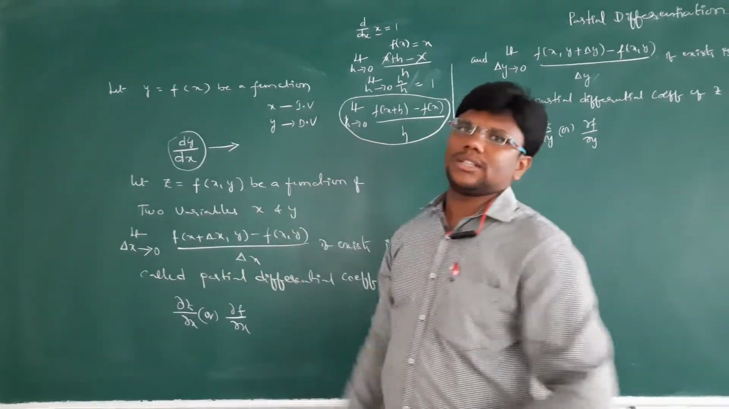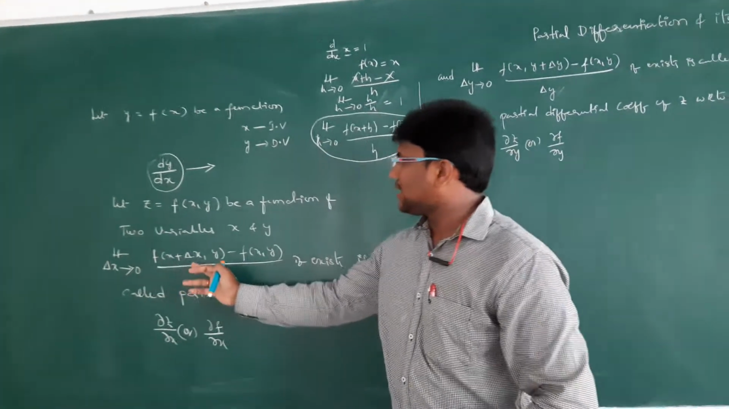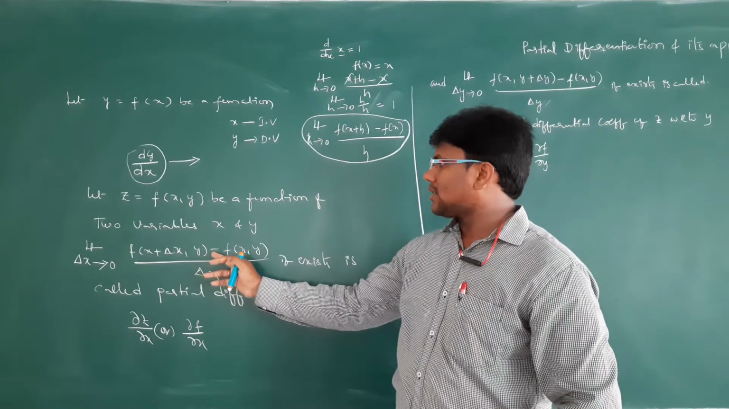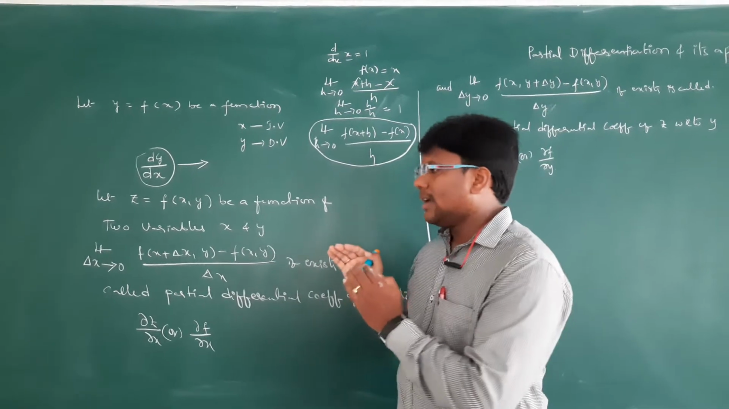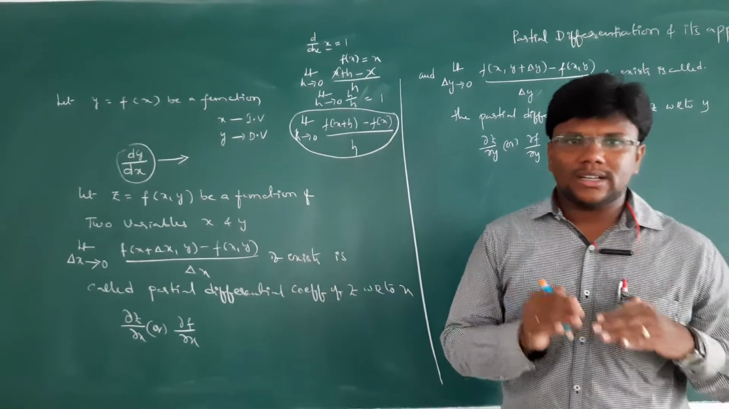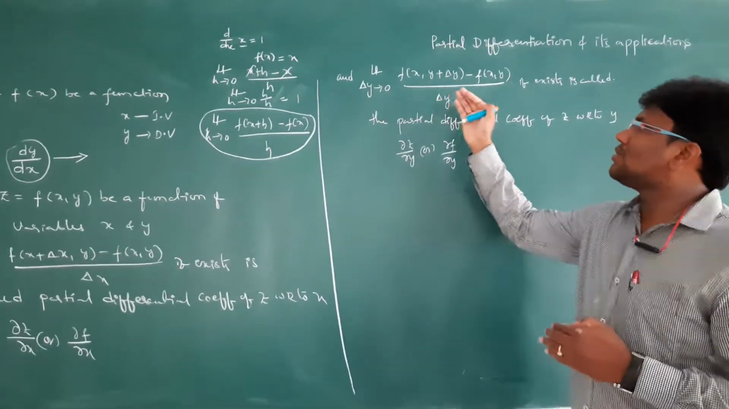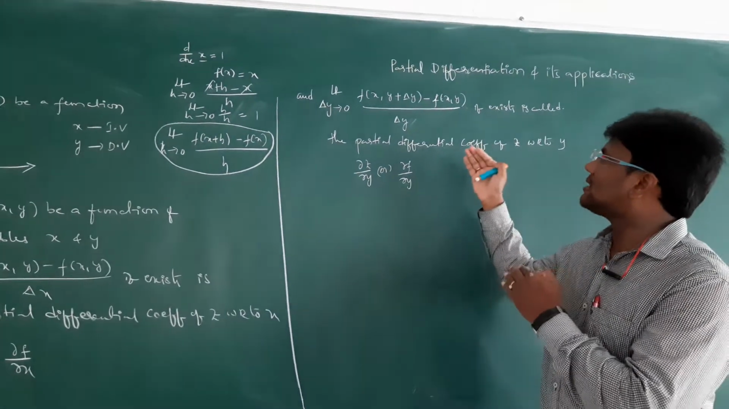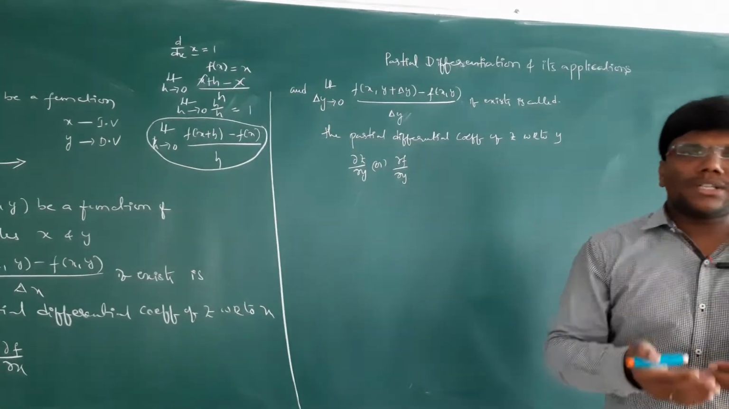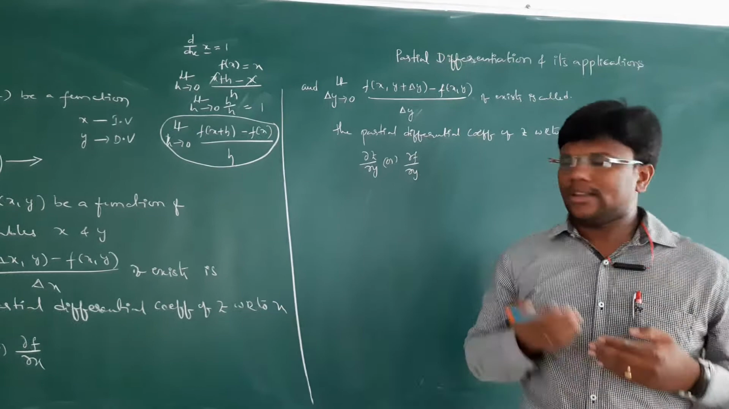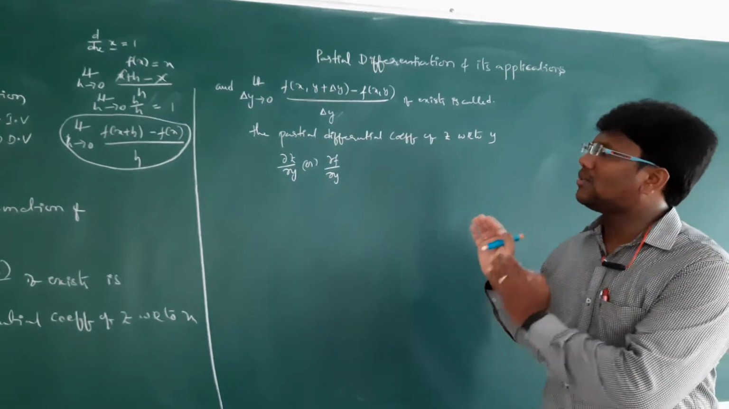This is about differentiation. Next, in partial differentiation, we apply the same formula. Limit delta x tending to 0, f of x plus delta x comma y minus f of x comma y by delta x, if it exists, is called the partial differential coefficient of z with respect to x. Similarly, limit delta y tends to 0, f of x comma y plus delta y minus f of x comma y by delta y, if it exists, is called the partial differential coefficient of z with respect to y. It is denoted by dou z by dou y. These are partial differential coefficients in the general notation formulas.